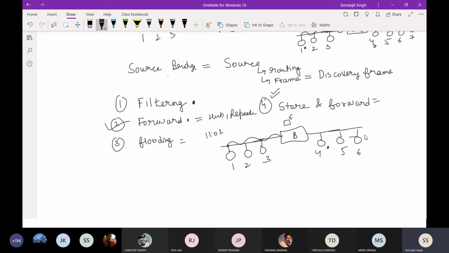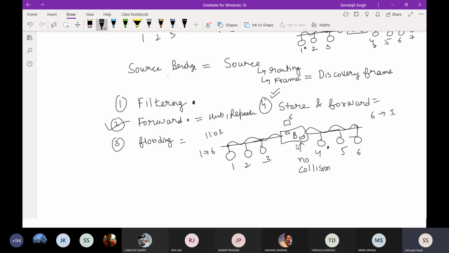At the same time, at 11:01, station 6 also wants to send a message to 1, and station 1 wants to send a message to 6. Now both will go towards the bridge. Inside the bridge, because it can store different frames, it can store the frame here and store the frame here, so there is no collision. This is no collision because it has the capability to store.